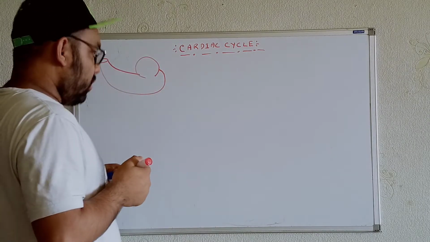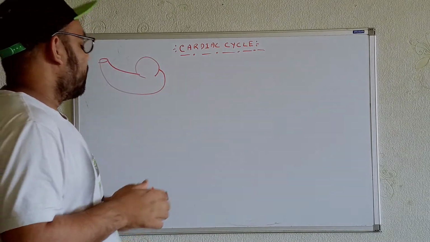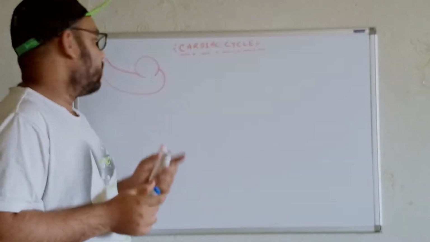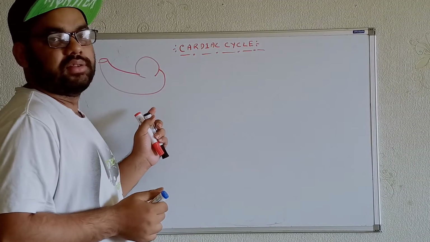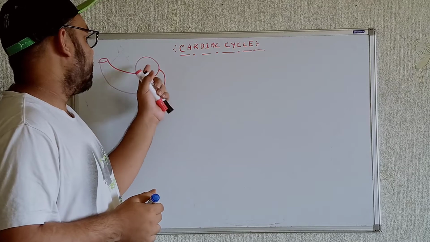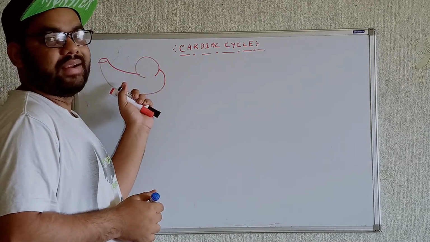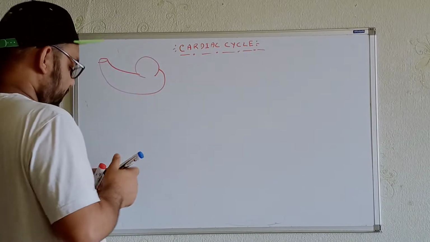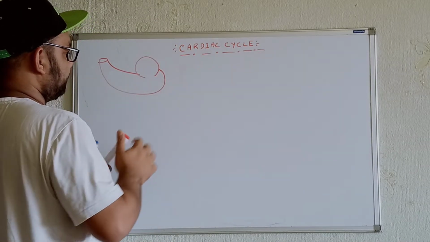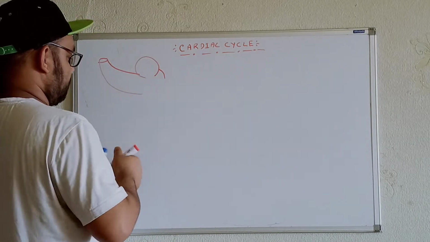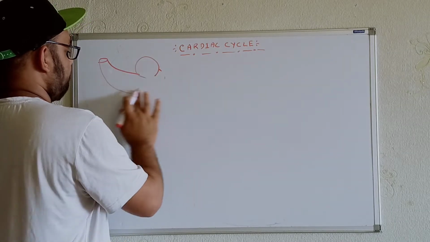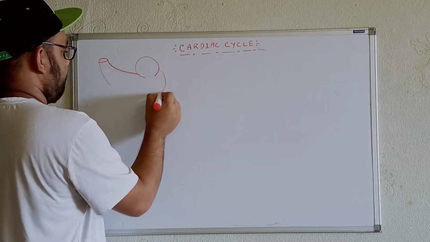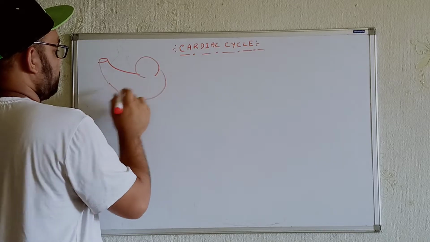Now see, whenever we're reading the cardiac cycle, we have to know three things. In each phase, we have to know what is happening within the atrium, what is happening within the ventricle, and what is happening within the aorta over here. So the first thing first, let me draw it just like this.